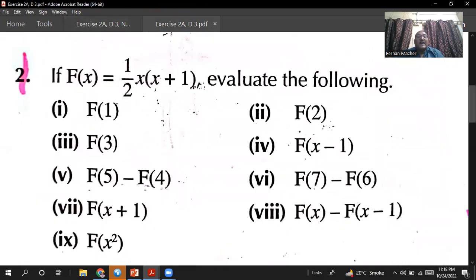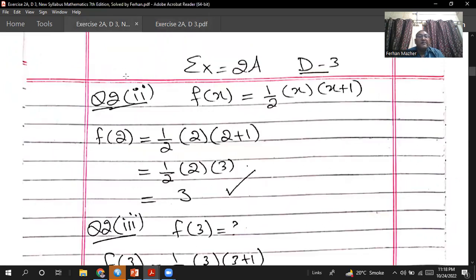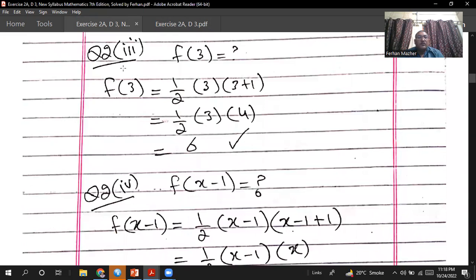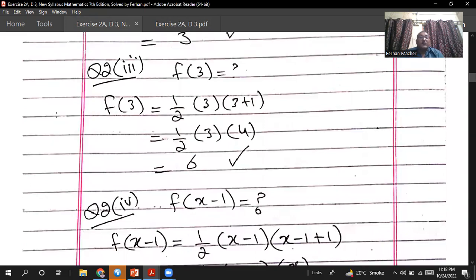Then the question is f of 3. f of 3 means wherever there is the x in that function formula or function expression, substitute the x with the 3. So very simple. So f of 3 will be equal to 1 by 2 into 3 into 3 plus 1. So it will be 1 by 2 into 3 into 4. So it will be 6.